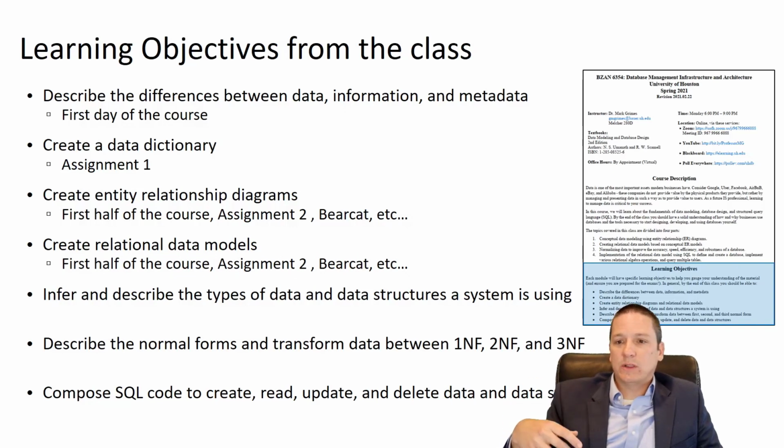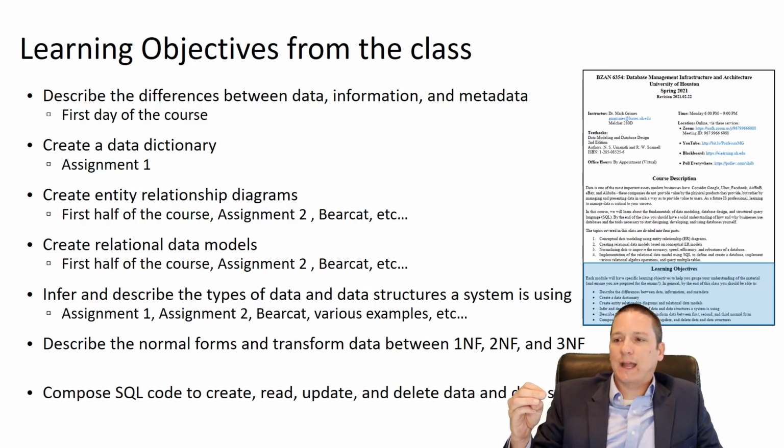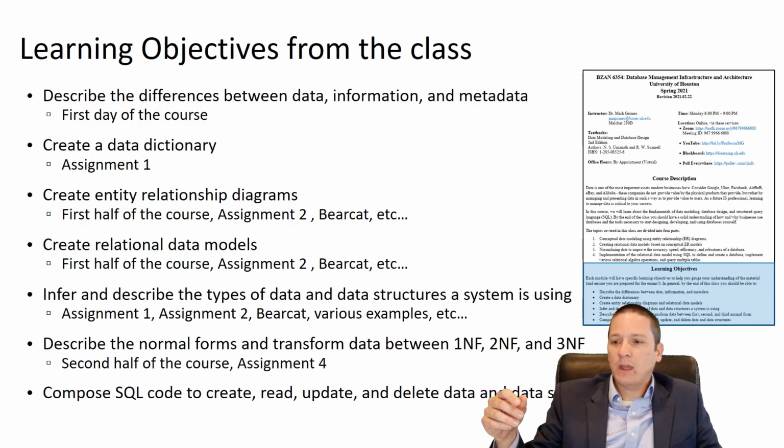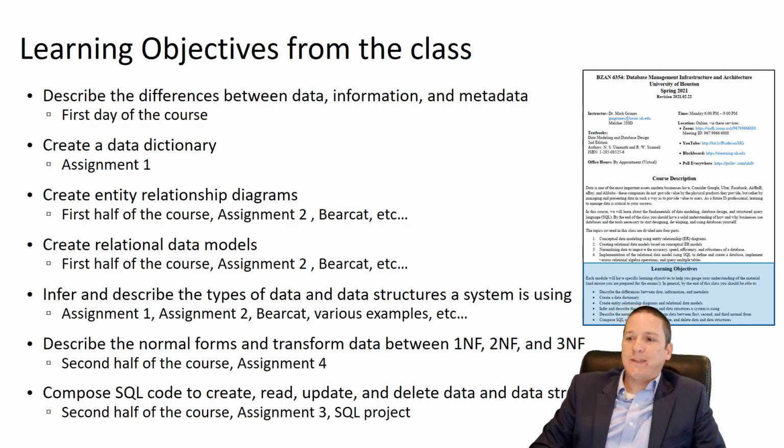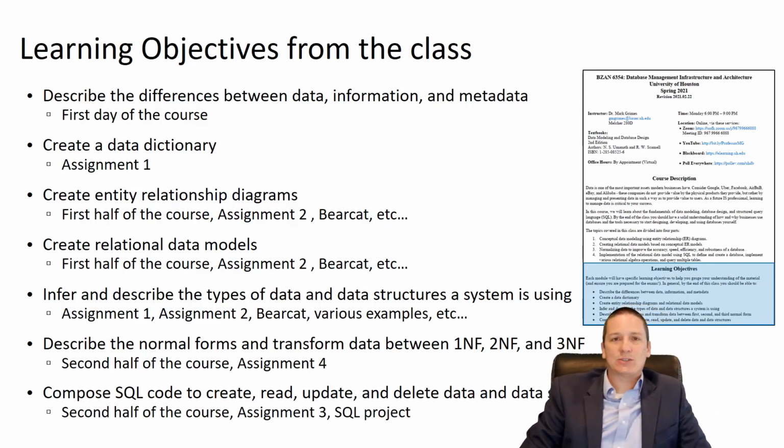Similarly, we created relational data models all through the first half of the course and in these assignments. To infer and describe the types of data structures the system is using, that was in assignment 1, assignment 2, in the Bearcat, and in various other assignments and examples throughout the course. First, second, and third normal form, all in the second half of the course, and of course a key component of assignment 4, and then composing SQL code to create, read, update, and delete data and data structures.